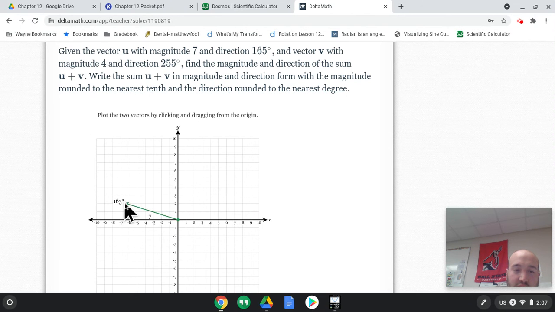And right here, say I'm at 163. If I let go, that's close enough. It gives you 1 or 2 degrees, so you don't have to be perfect. It puts it there. Now I'm going to plot V.